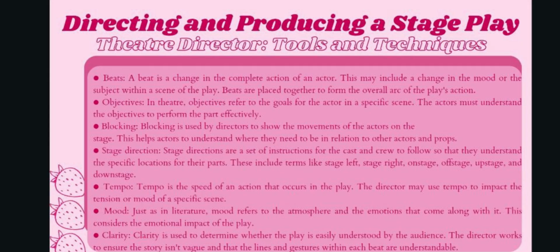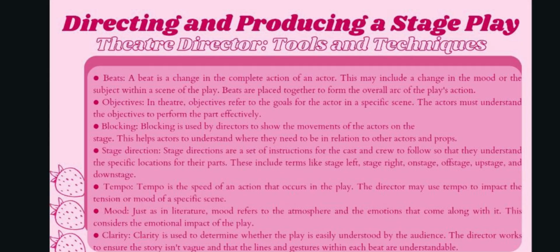The fifth on the list is the tempo. This is the speed at which a scene moves. It affects the energy and emotional tension of a scene. Sixth, mood. Like in writing, mood sets the emotional tone of the scene or play. The director shapes this using sound, movement, and lighting. The seventh on the list is the clarity.